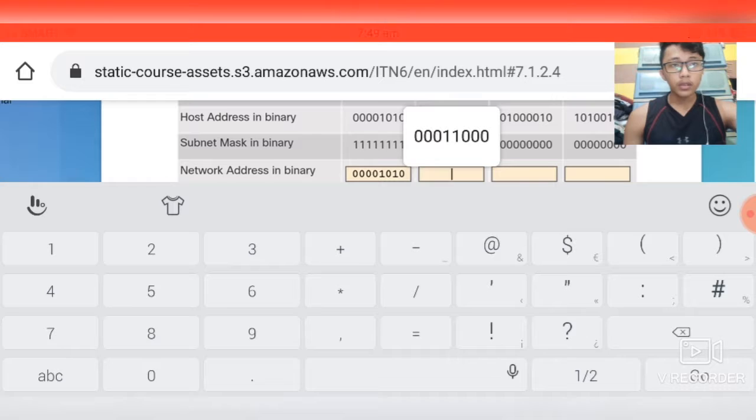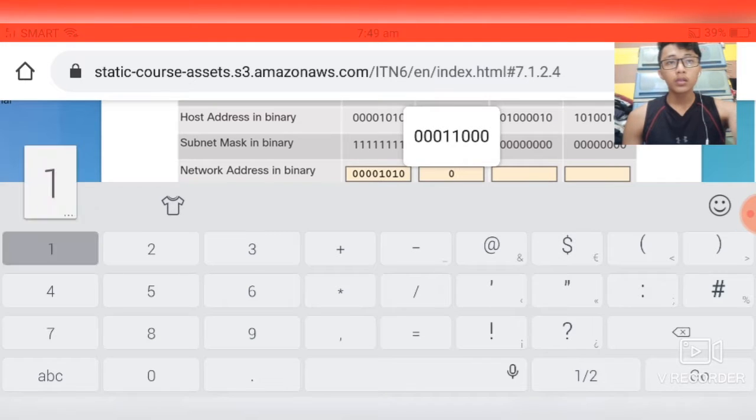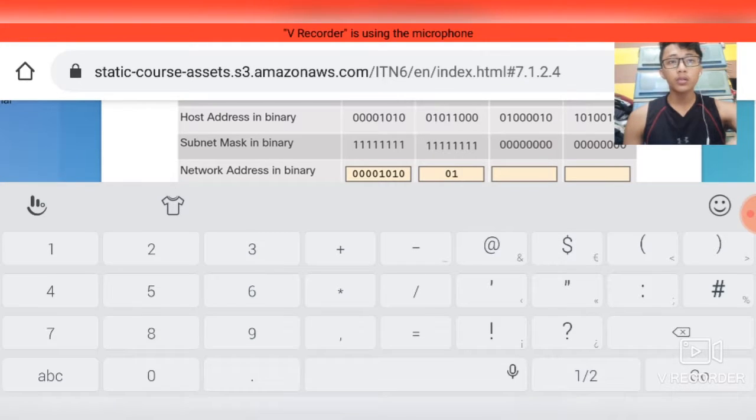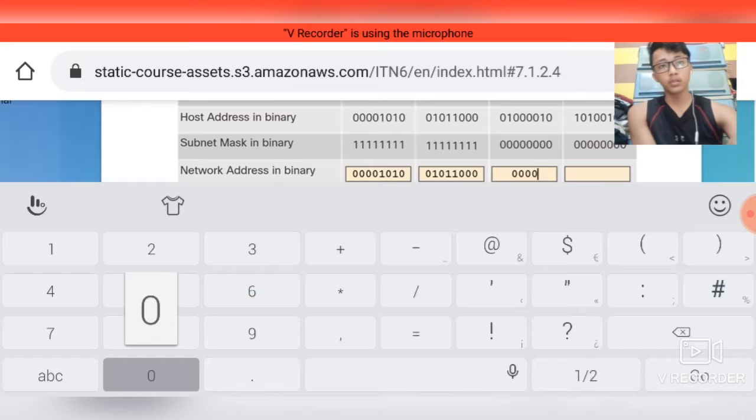Second, we have 01011000. As you can see, this is all zero here in subnet mask in binary, so the answer will be 0000.